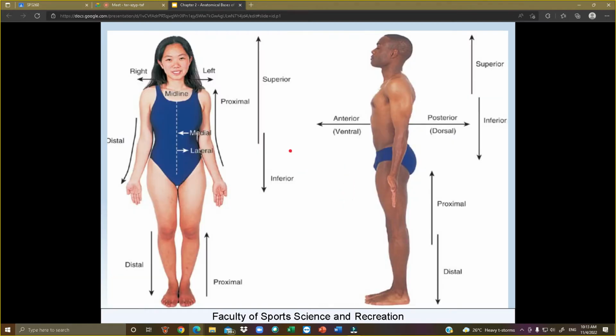Okay, next one we have superior and inferior. Kita ambil satu point. Kita ada midline. Another one kita ambil kita punya pusat, ataupun kita ambil body tadi. Anything above is superior. Anything below is inferior. Maksud superior inferior, atas dan bawah. Proximal distal, dekat dengan jauh.